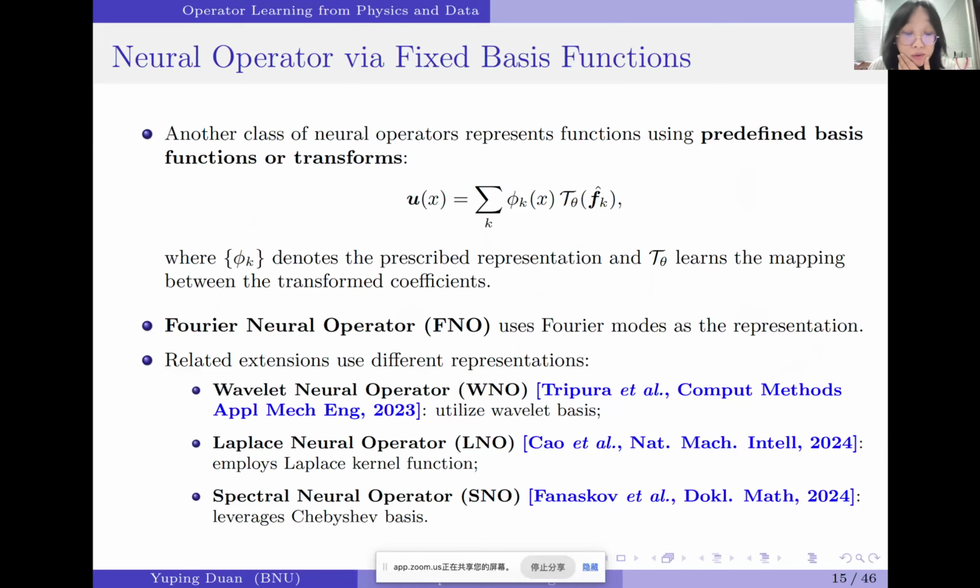Another idea is to use fixed basis functions. FNO is the best-known example, using Fourier modes to represent functions in the frequency domain. Related neural operators also include the wavelet neural operator, which uses a wavelet basis, the Laplace neural operator, which employs the Laplace kernel function, and the spectral neural operator, which uses the Chebyshev basis.